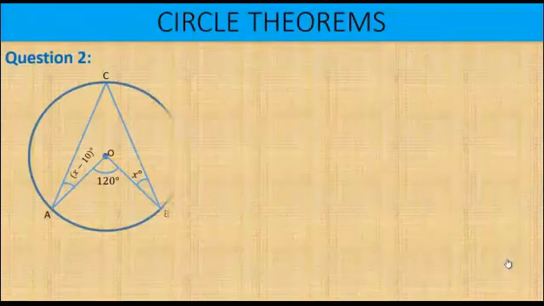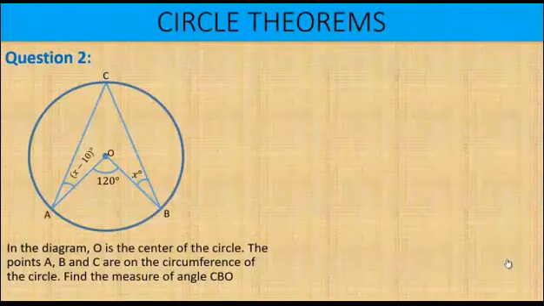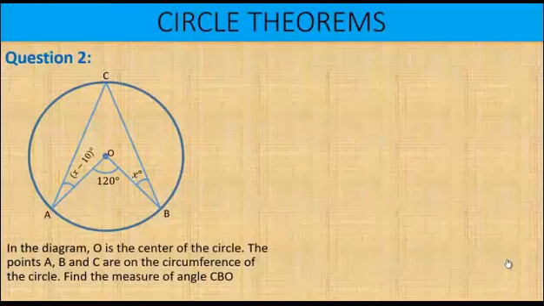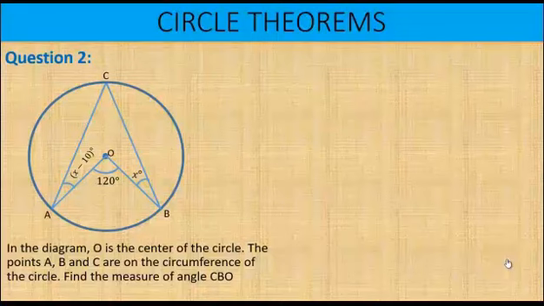Question 2. In the diagram, O is the center of the circle. The points A, B, and C are on the circumference of the circle. Find the measure of angle CBO. So we are going to find angle CBO, which is the x degrees here. Let's solve it together.